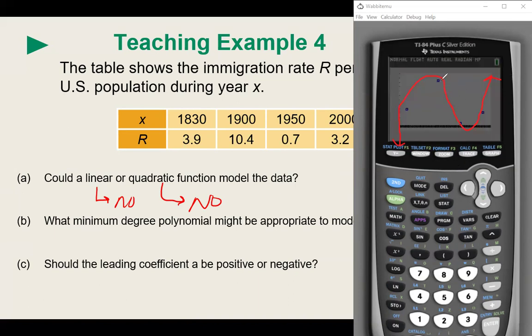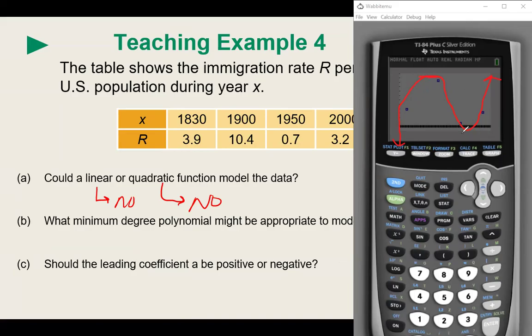So based on what I created here, what degree would this have to be? It would have to be odd. How do I know it has to be odd? Because the ends are going in different directions, right? So it has to be an odd degree. Agreed? Okay.